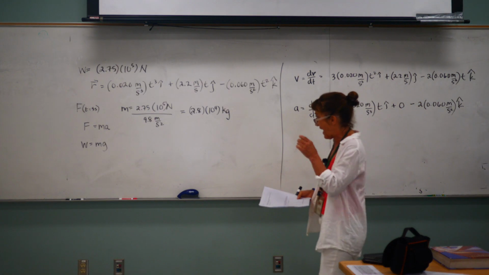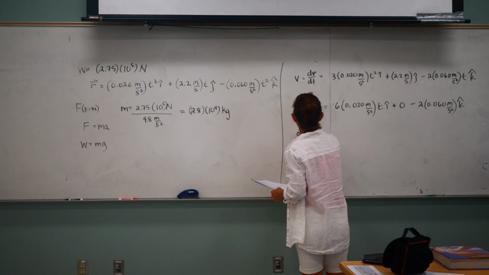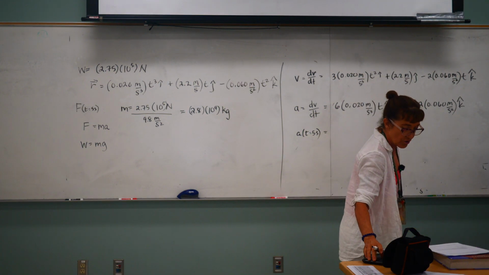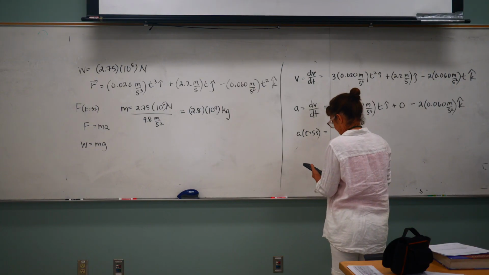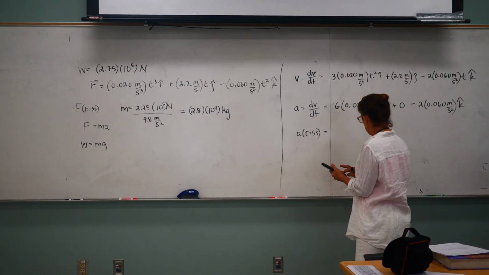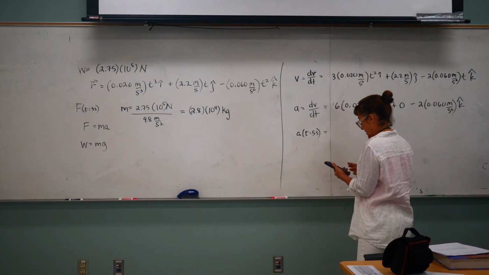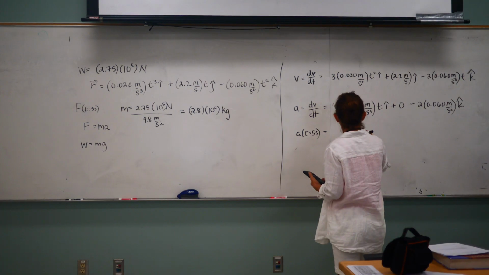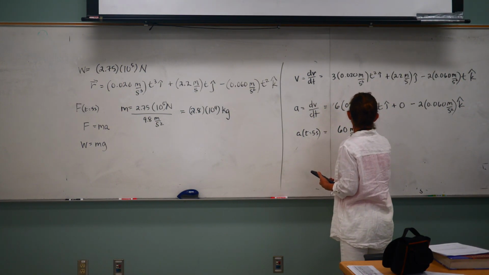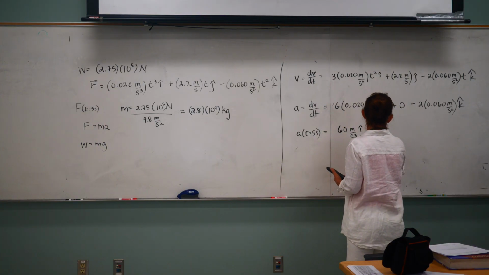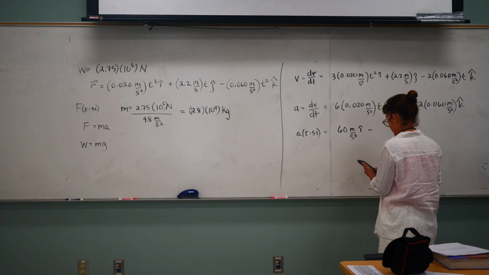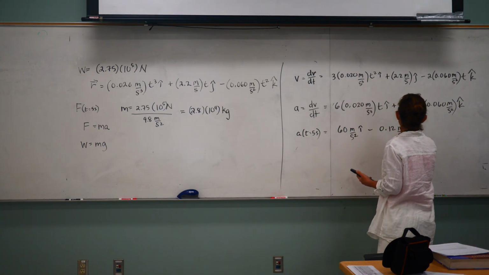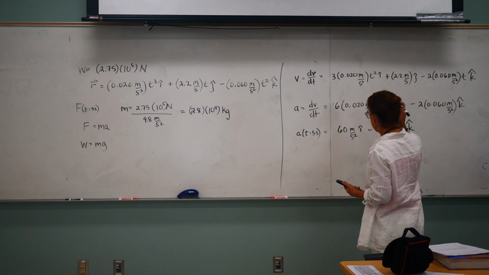Let's find what our acceleration is now at t equals 5 seconds. So a at t equals 5 seconds is going to be equal to, I'm going to put 5 into here and nothing there, 6 times 0.02 times 5, this is 0.6 meters per second cubed i, minus 2 times 0.06, 0.12, I'm sorry, this is meters per second squared, k. That's our acceleration.